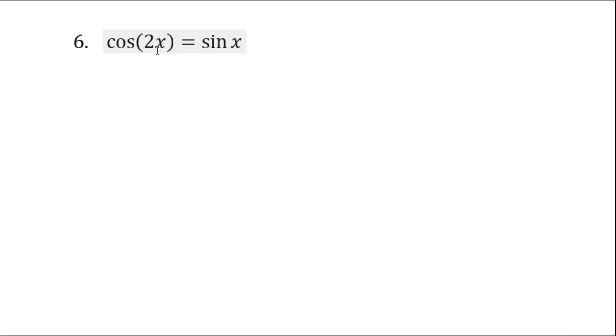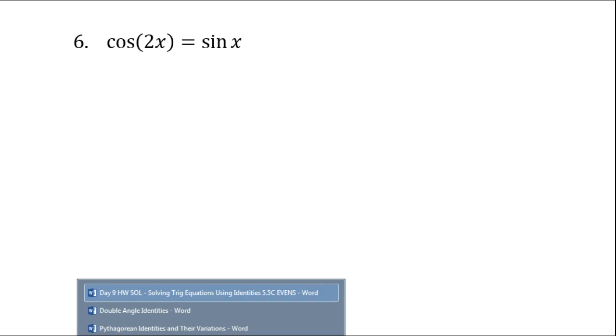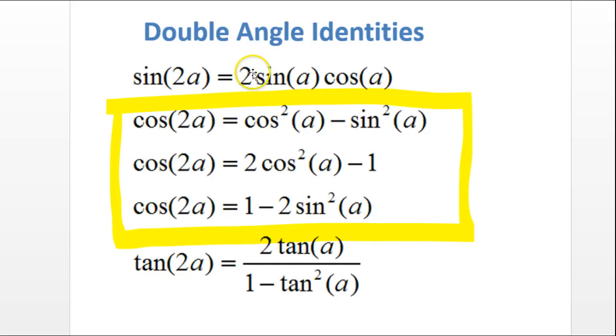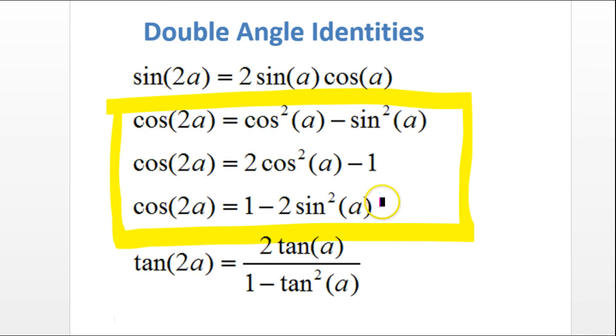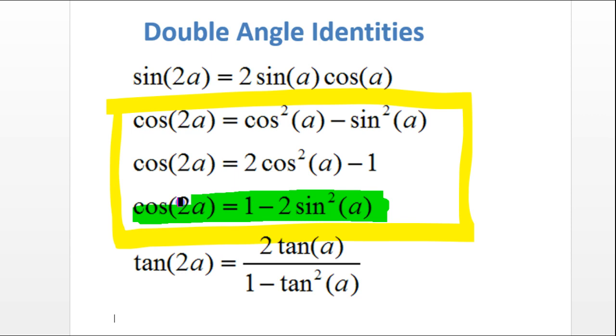Okay, now considering that the other side of the equation has sine, and we really want to have all one type of function, then when we do our substitution, we should pick the version of this formula that involves sine. That way we will have all sines. So I'm going to pick this bottom one, because this is the version that will give me sine.